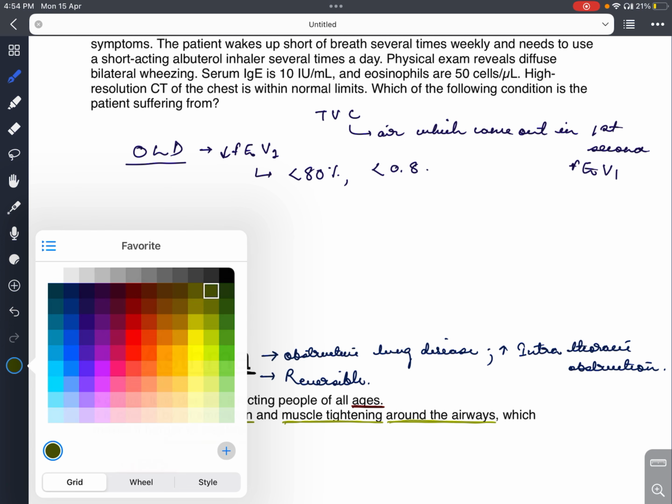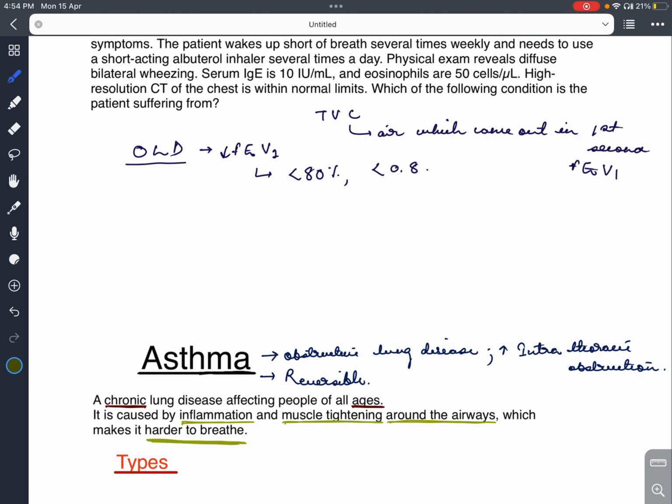So what should we do if we do a spirometry and we get a decreased FEV1 and we suspect that the patient is suffering from asthma? We have to first give a beta agonist to the patient, which is basically salbutamol. Now, what does this salbutamol do? Salbutamol is basically a bronchodilator, and we have to give this salbutamol by the inhalation route.